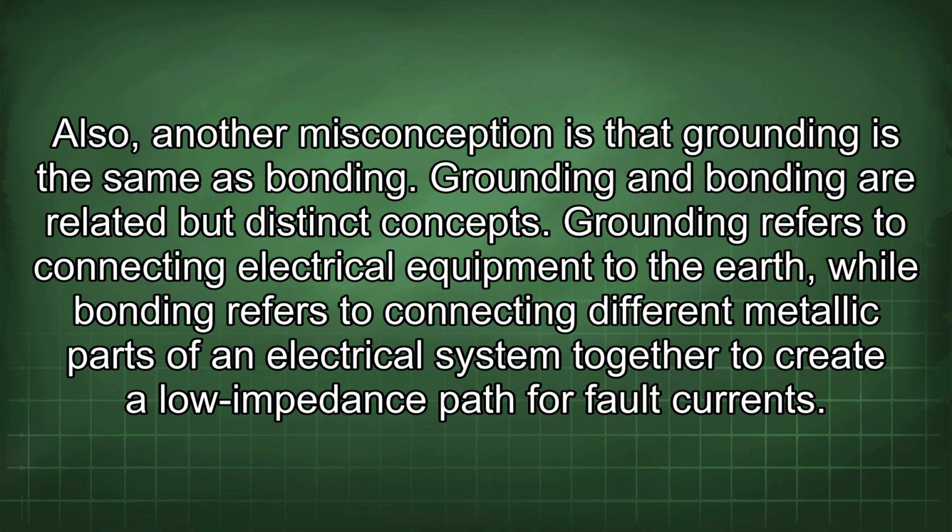Grounding and bonding are related but distinct concepts. Grounding refers to connecting electrical equipment to the earth, while bonding refers to connecting different metallic parts of an electrical system together to create a low impedance path for fault currents.